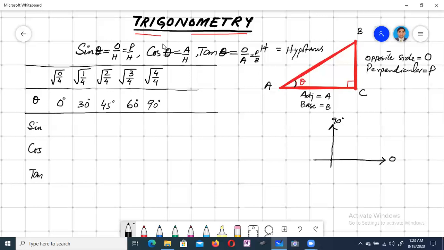You know, 0 divided by 4 is 0. Square root 0 we will write here. Then 1 by 4, square root of 1 is 1, and square root of 4 outside will be 2. So it is 1 by 2. Then 2 by 4, 1 outside the square root, and 2 we will write inside the square root, because outside the square root it will be in decimal. This 3 will be inside the square root, and 4 outside the square root will be 2. 4 by 4 is 1. Square root of 1 is equal to 1.